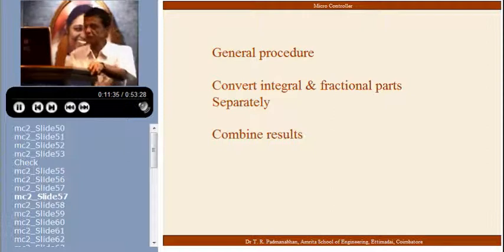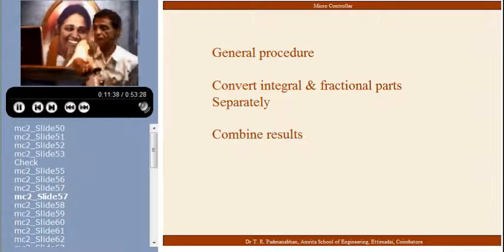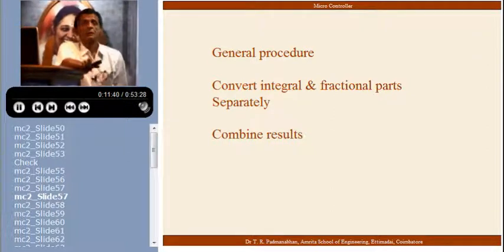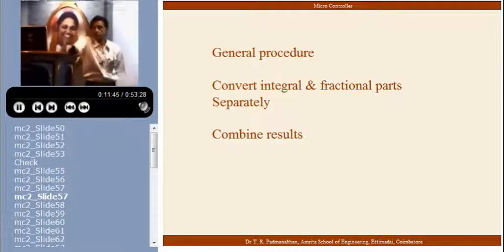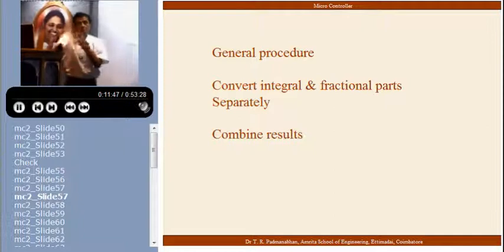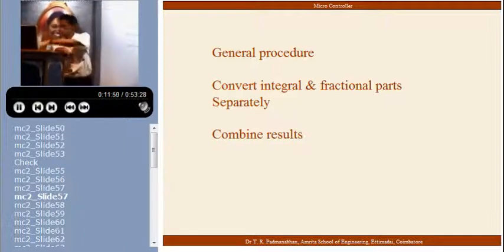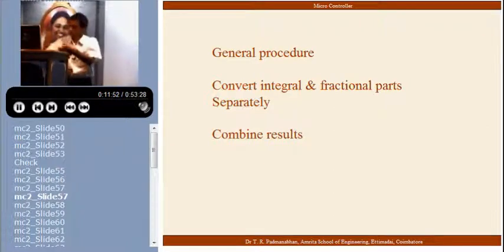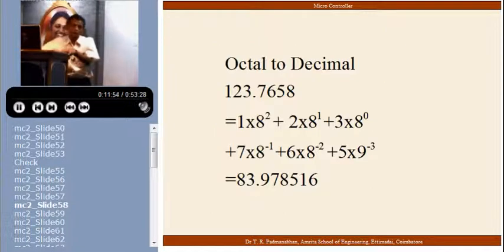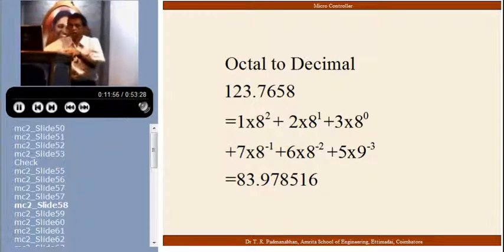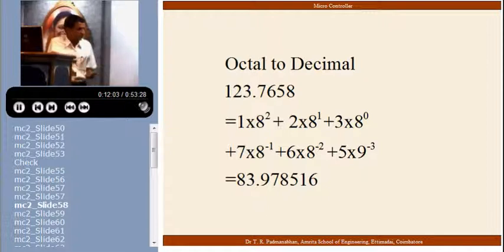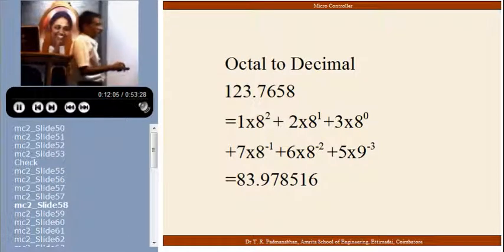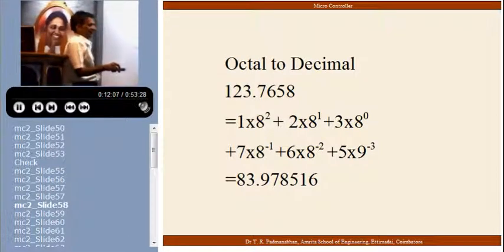So the general procedure is to convert the integral and fractional parts separately and combine the results. For the integral part, you have to go on dividing. For the fractional part, you have to go on multiplying. And then combine the two. Octal to decimal conversion. Okay, this is clear. This is just repetition of whatever you have done earlier, except intentional mistakes done by us, like, for example, here it should be 8 raised to minus 3.